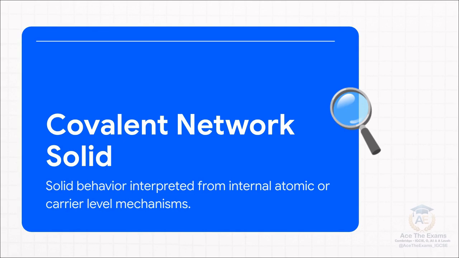Which brings us right to the foundational definition. A covalent network solid is a solid where macroscopic behavior and measurable consequences are interpreted from internal mechanisms at the atomic or carrier level. Notice the contrast there? The massive structural integrity of a turbine blade or the super precise electrical properties of a semiconductor wafer are direct consequences of what is happening internally at the microscopic level.